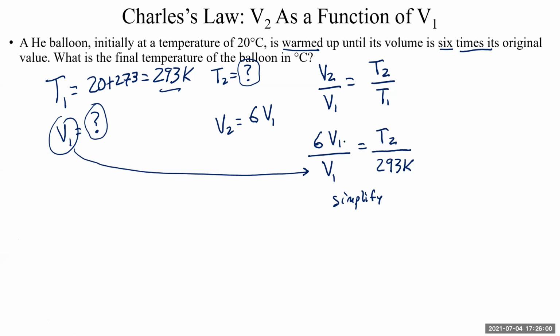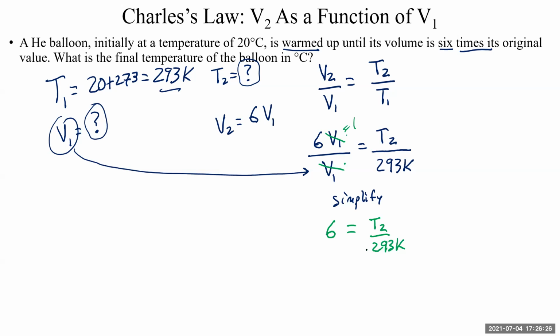What happens if you have the same variable on the top and the bottom of a fraction? They cancel out, don't they? So the V1s cancel. V1 divided by V1 equals 1. I don't have V1s anymore. I eliminated that variable. So what I have is 6 equal to T2 over 293 kelvins. The 6, by the way, has no unit.